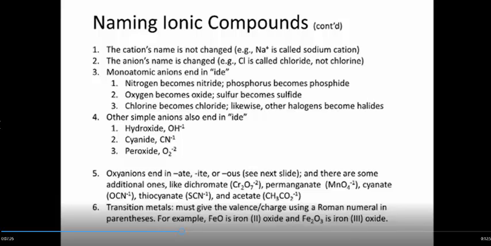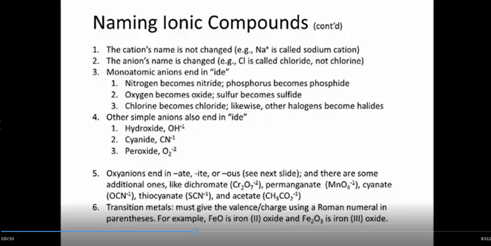And some other simple anions also end in IDE. Hydroxide is OH-1. It's not a monoatomic anion, but we still give it an ide ending. CN- is cyanide. O2-2 is peroxide. Now, I might point out that the O2-2 is a tricky one that you have to always keep your eye peeled for.